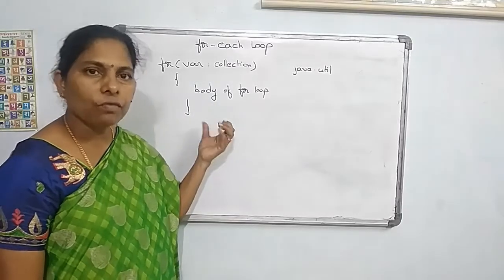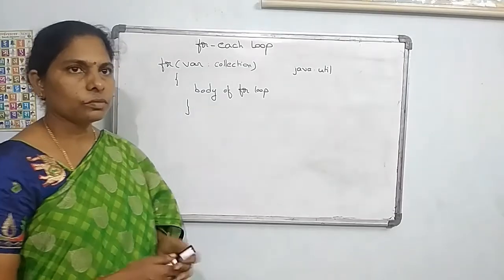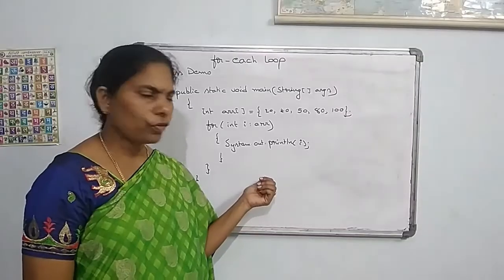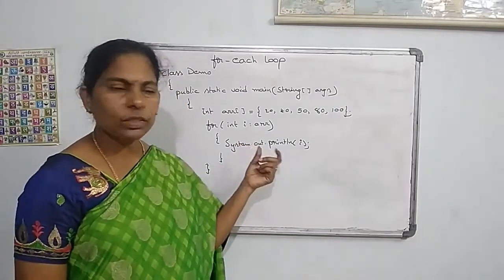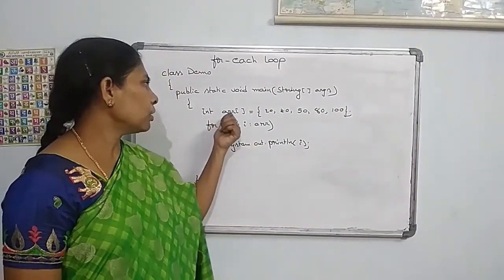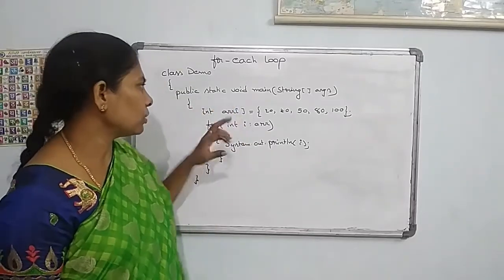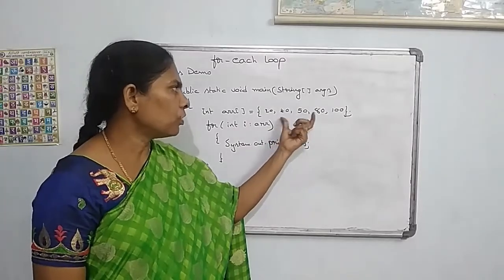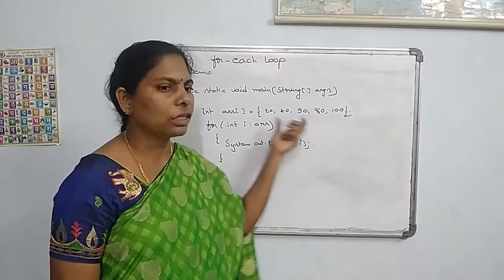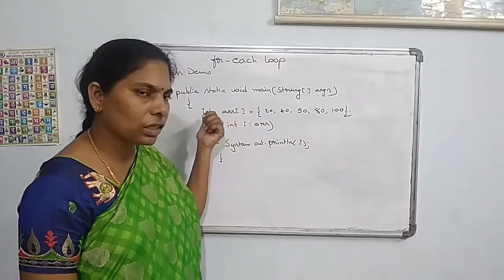Okay, now we will take one example for the for each loop. In it, I am taking 5 elements, and these 5 elements are stored in one variable, array. In the demo, this is the main function. Next, int array equal to the elements 20, 40, 50, 80 and 100. These are the 5 elements, and they are stored in the array. The array is of integer type.